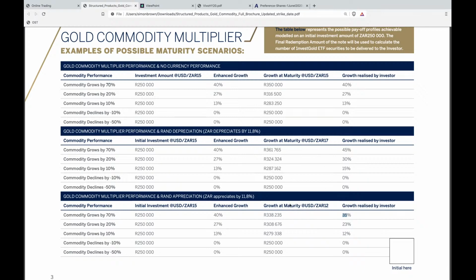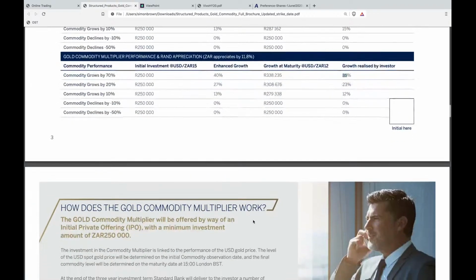This is what matters. You're not going to make more than 40% in the dollar price of gold. Rand weakness will benefit you. Rand strength will, of course, take some shine off it. And if you hold to the 3-year term, you will get your money back exactly, regardless.